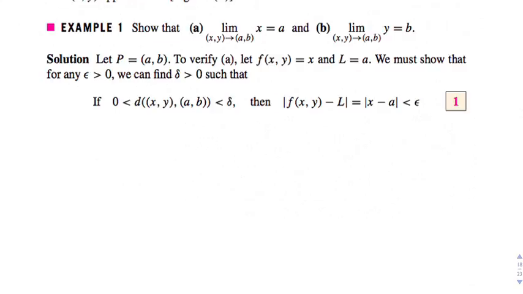So then we're going to let p be the center, which is a comma b. To verify a, we're going to let f of x equal x, and then let L be our a. So we need to show that for any positive epsilon, we can find a positive delta such that as long as the distance between our point and the center is between 0 and delta, then our function is going to approach the limit L. If we make those substitutions, that's going to be the distance between x and a is less than epsilon. So we need to show this.